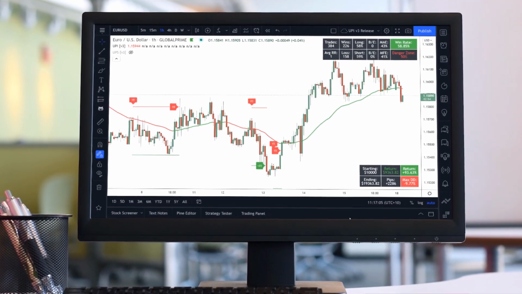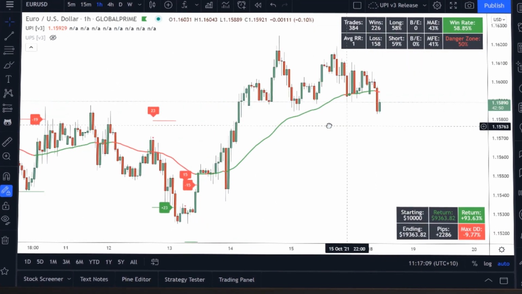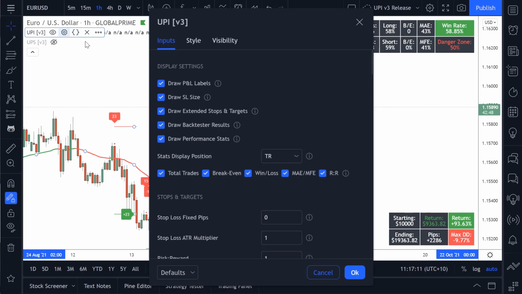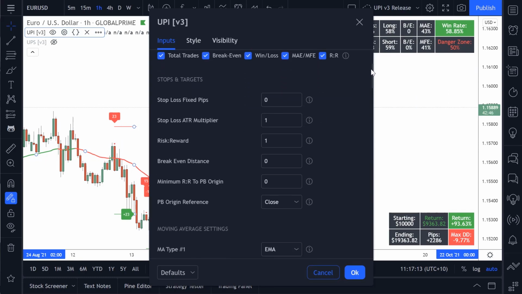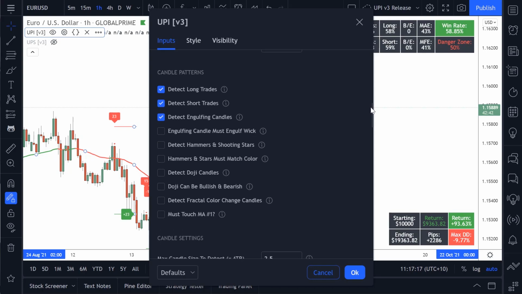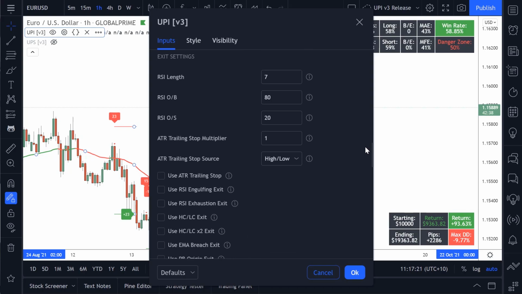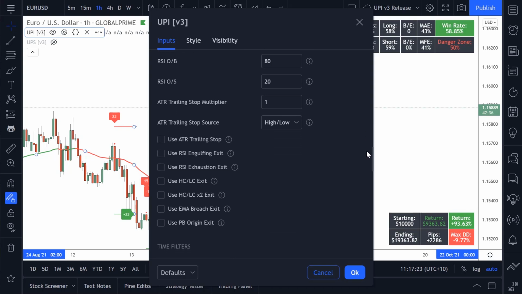What's up, traders? In this video, I'm going to be breaking down the settings menu for my latest version of the Ultimate Pullback Indicator. The Ultimate Pullback Indicator is a script that I've been working on since I began trading in 2017. I have been working on it actively for all of this time, and I've been improving it over those years based on things I've learned about trading and PineScript, obviously. And this latest version is updated to PineScript version 5.